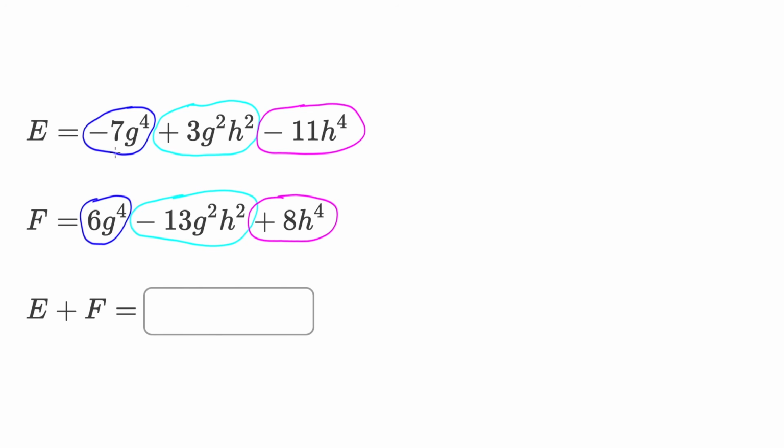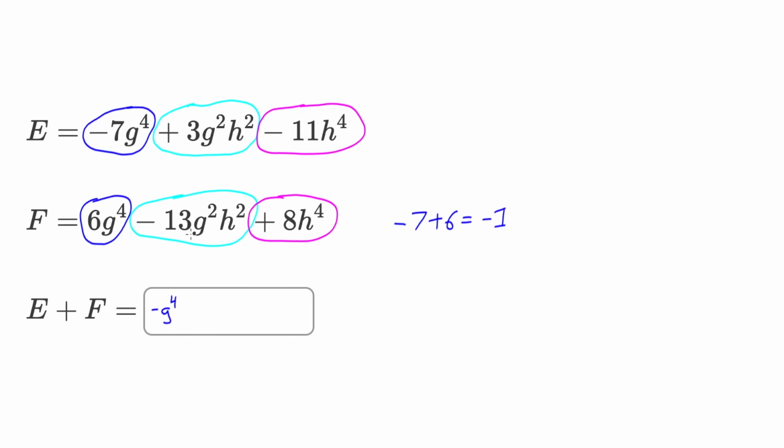So what is negative 7? Let me write this down. Negative 7 plus 6. It's negative 1. Okay. So in this case, instead of writing negative 1g to the 4th, we can just write negative. So we got negative g to the 4th.